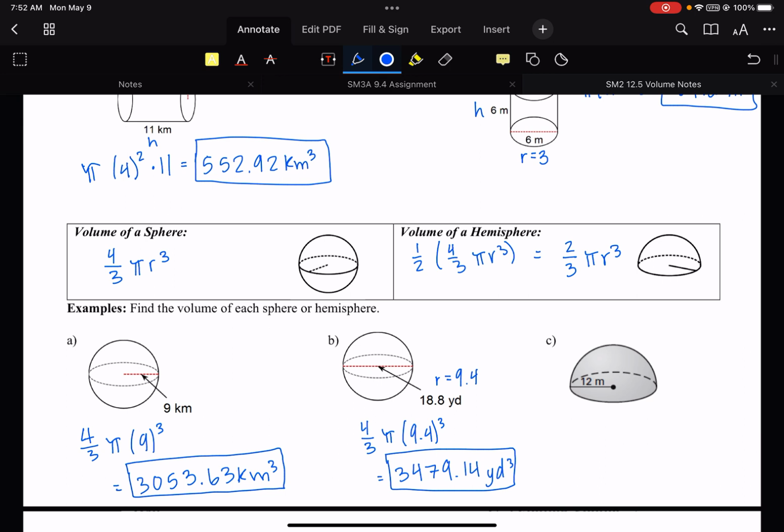Okay. All right, in example C, I'm looking at a hemisphere instead of a sphere. It has a radius of 12. So now instead of having 4/3 pi r cubed, it's going to be 2/3 times pi times the radius cubed. Punch that into my calculator, and I get 3,619.11 cubic meters. Wow, those are all really big examples. I didn't mean to make all of them so big. But that's your spheres and your hemispheres.